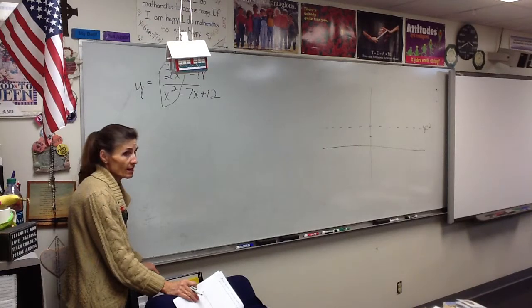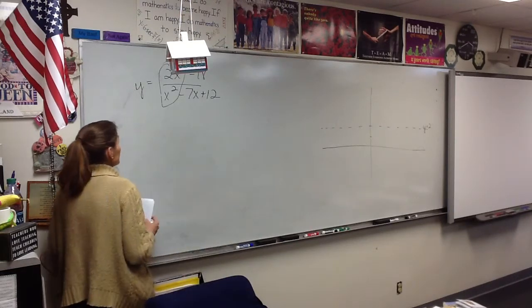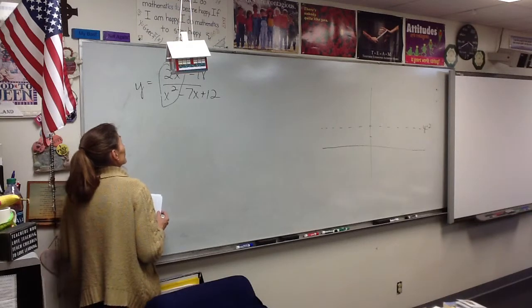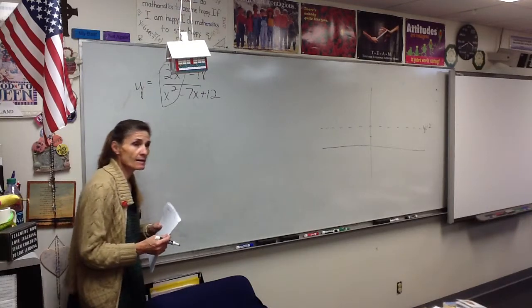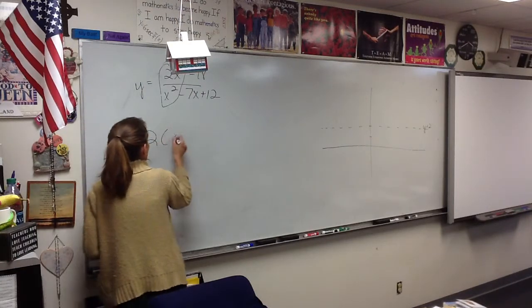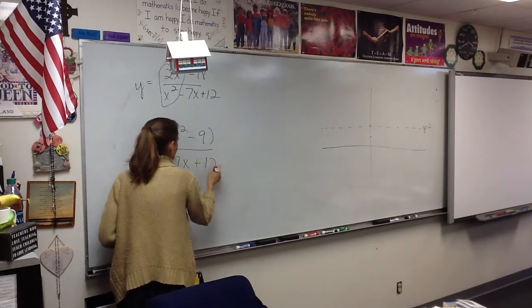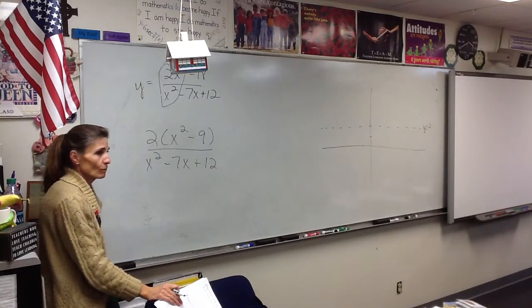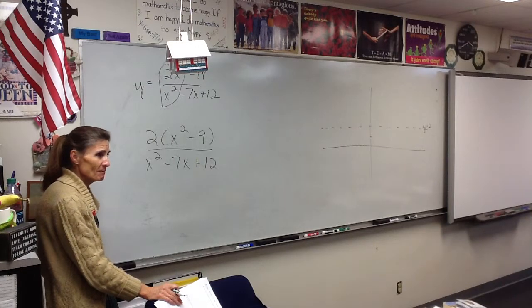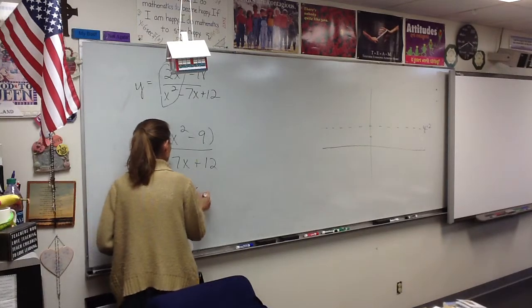I think we better factor, folks. That's about all we can get away with right now. We need to get this thing factored. So what can you do to the top? Take a 2 out. Guys, you need to eat your Wheaties or something. Then x minus 3, x plus 3.